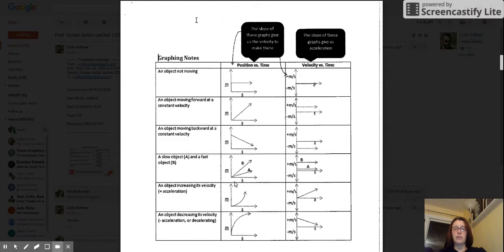This one shows the differences between those slopes, okay? A is an object that's moving slowly. B is an object that's moving really fast, okay? They started at the same place.